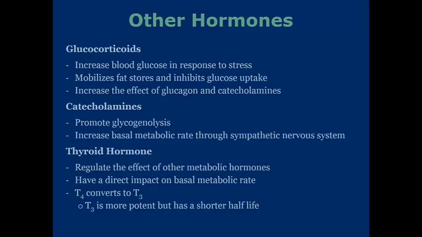And lastly, thyroid hormone is the regulator that affects the other metabolic hormones. It has a direct impact on the basal metabolic rate. Within the thyroid, T4 is going to be converted to T3. T3 is noted as being more potent but with a shorter half-life.